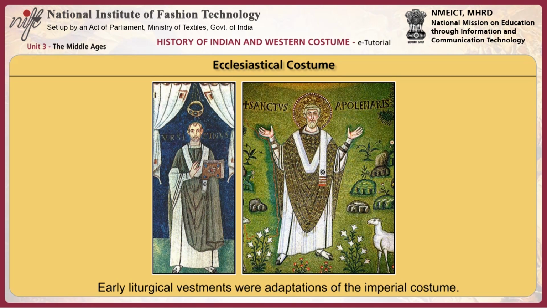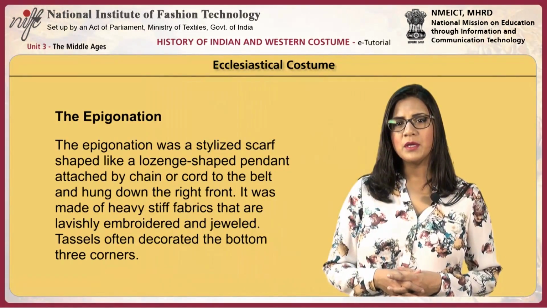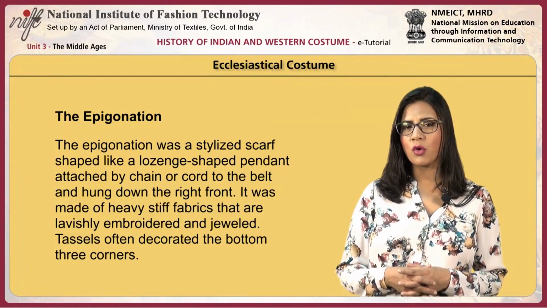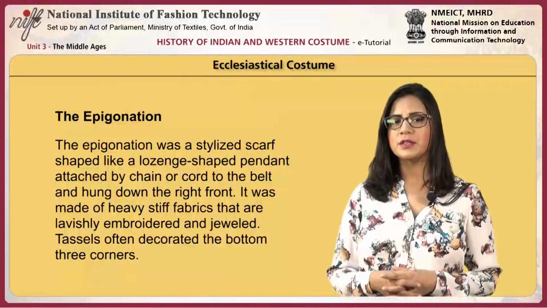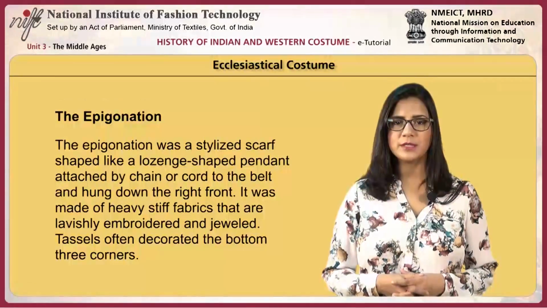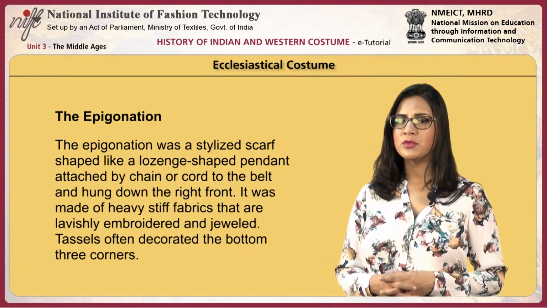After the break of the Eastern and Western churches in the 11th century, the alb became the sticharion. The dalmatic became the sakkos with shortened sleeves and fuller girth, and the chasuble became the phelonion. The stole evolved into the omophorion, and the epitrachelion was a later addition. The epigonation was a stylized scarf like a lozenge-shaped pendant attached by chain or cord to the belt and hung down the right front. It was made of heavy, stiff fabrics that were lavishly embroidered and jeweled. Tassels often decorated the bottom three corners.